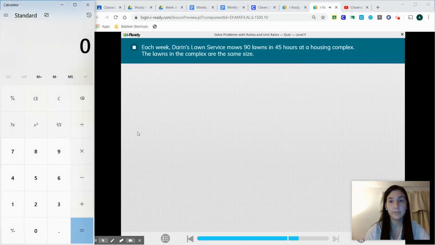Each week, Darren's lawn service mows 90 lawns in 45 hours at a housing complex. The lawns in the complex are the same size.